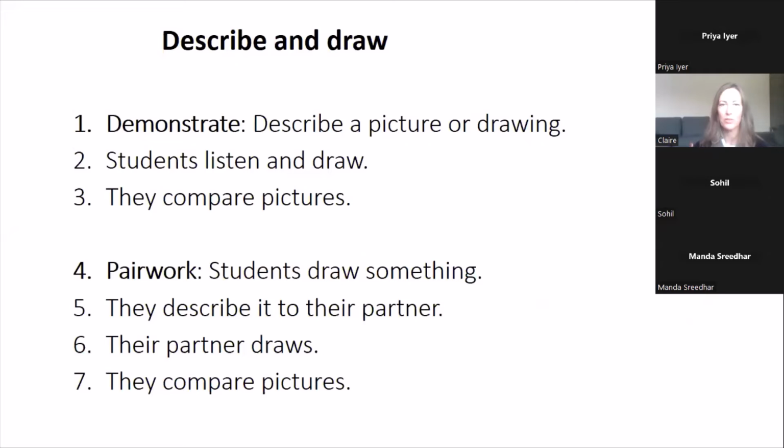For example, I describe my house, you draw it, and then I say, I now want you to draw your house. Keep it secret, don't show anyone, and then describe it to your partner, who listens and draws your house. So again, it's really detailed, not quite a dictation, but listen, follow the instructions and draw what you hear.